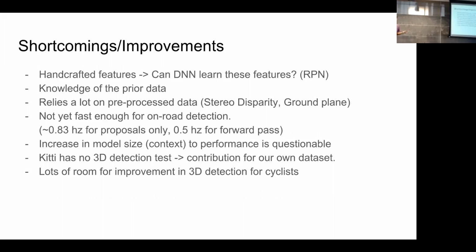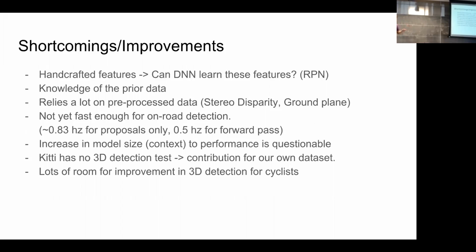It relies a lot on pre-processed data as well, so ground plane estimation and stereo disparity. These need to be readily available for the proposal generation to work. And the paper doesn't really claim to have performance. When they talk about how long it takes to generate a proposal, they don't explicitly mention whether this processing time is included in that time. So potentially that makes it longer to generate these detections.